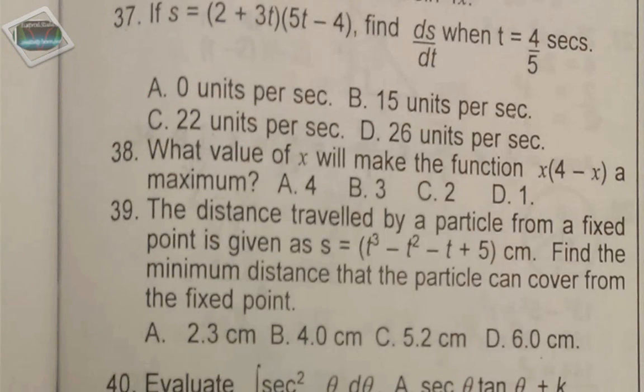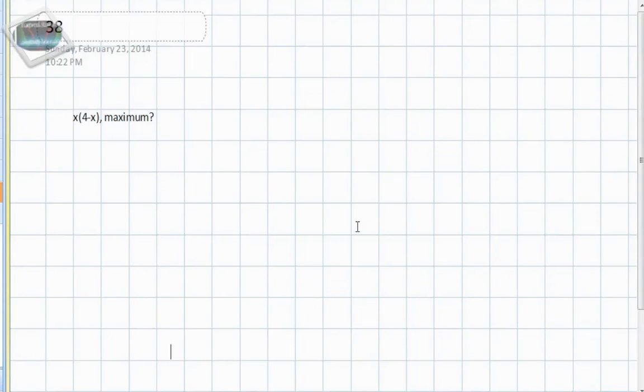Alright, so question 38 gives us an equation, x times 4 minus x, and it wants us to know what will make this a maximum. When you take the derivative, you are essentially making a line of the slope of the beginning equation at different point values. When you find a maximum of this equation, you are also finding a zero of the derivative, because here is the maximum. So the slope here translates over to having a zero of a derivative.